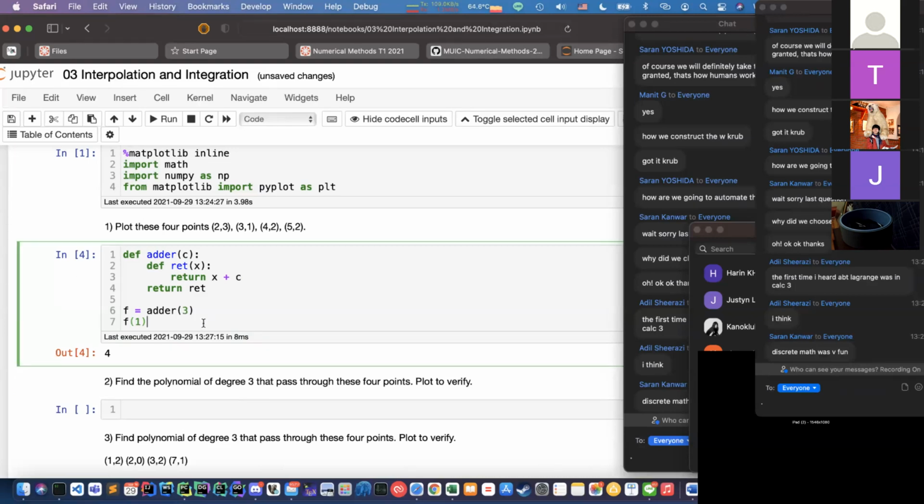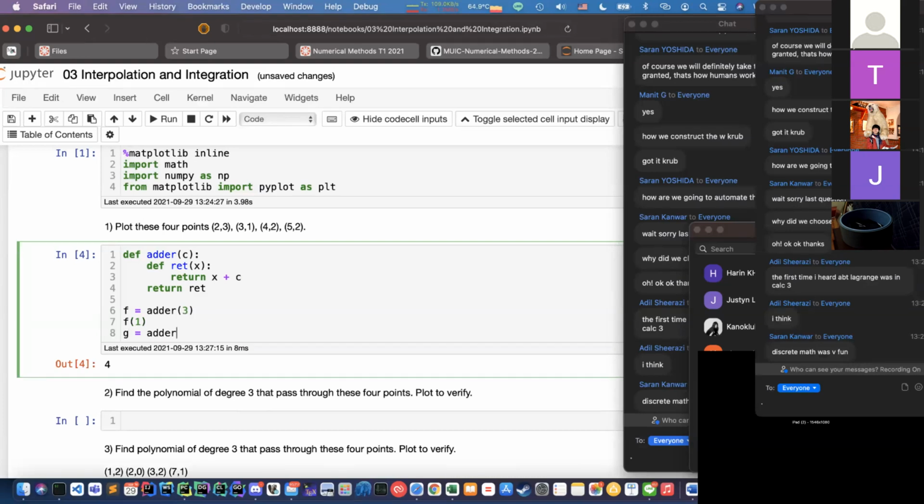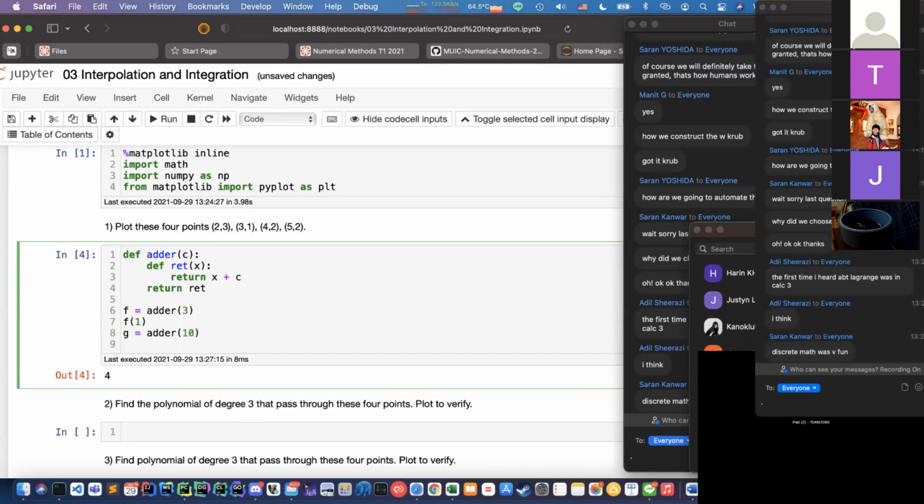Or you can also do this. Adder and, I don't know, 10. This thing adds 10 to any number. So g of 100 is going to give you 110. Right? So you can think about this as like a function factory.